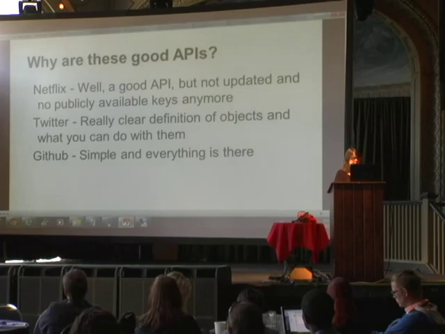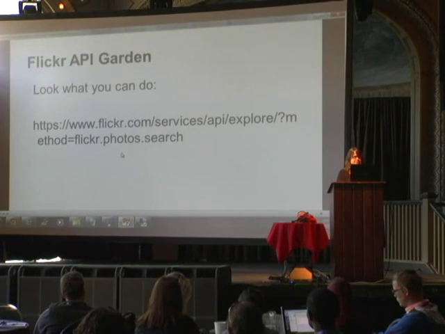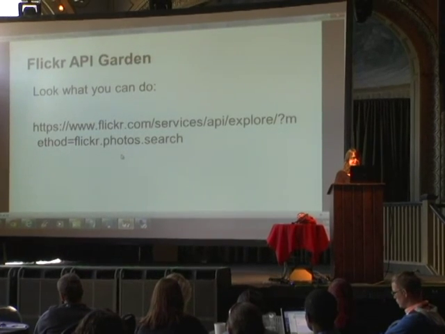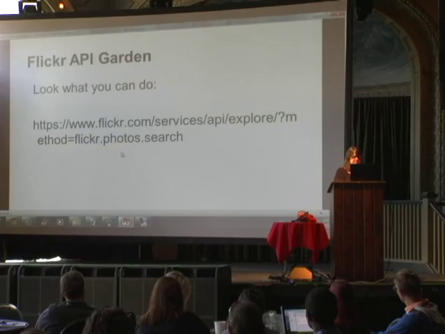With GitHub, I didn't bring that page up, but if you take a look at it, everything is basically on one page, and you can find everything you need to know from it. And with the Flickr API Garden, developers have made a lot of different apps using the Flickr API, so it's a really good way to look at samples and see how to use the Flickr API. They also have a feature where you can do online authentication and test things out. I find it very helpful.